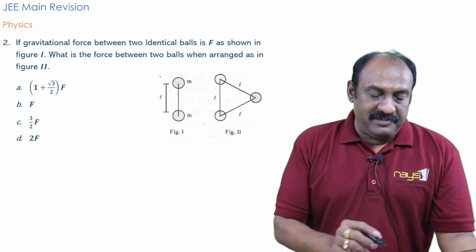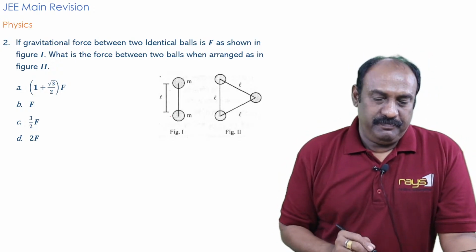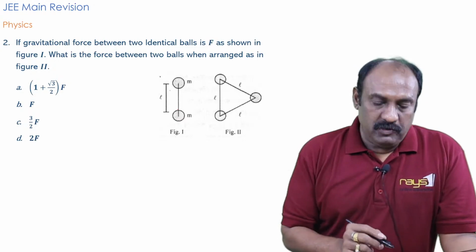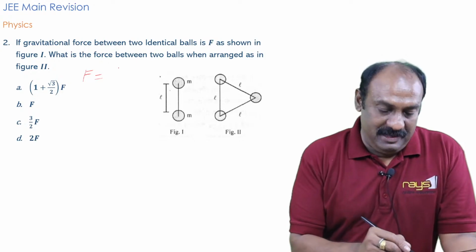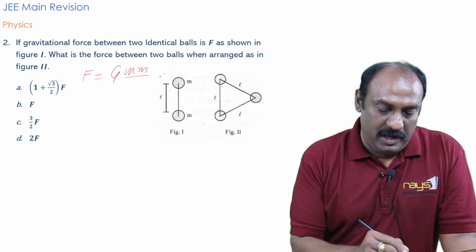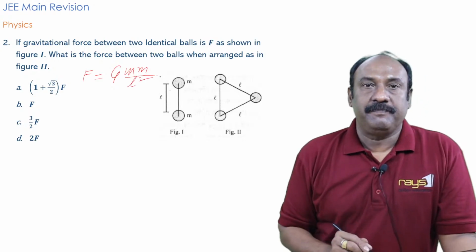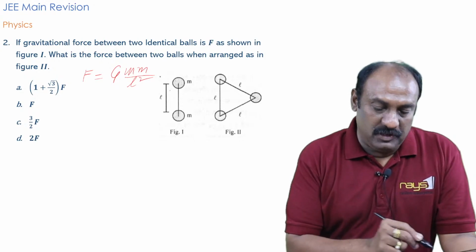If the gravitational force between two identical balls is F, as shown in figure 1. So the gravitational force between these two balls separated by a distance L is G m1 m2 by r square, that is G m square by, here it is L square. Now what is the force between two balls when arranged as shown in figure 2?